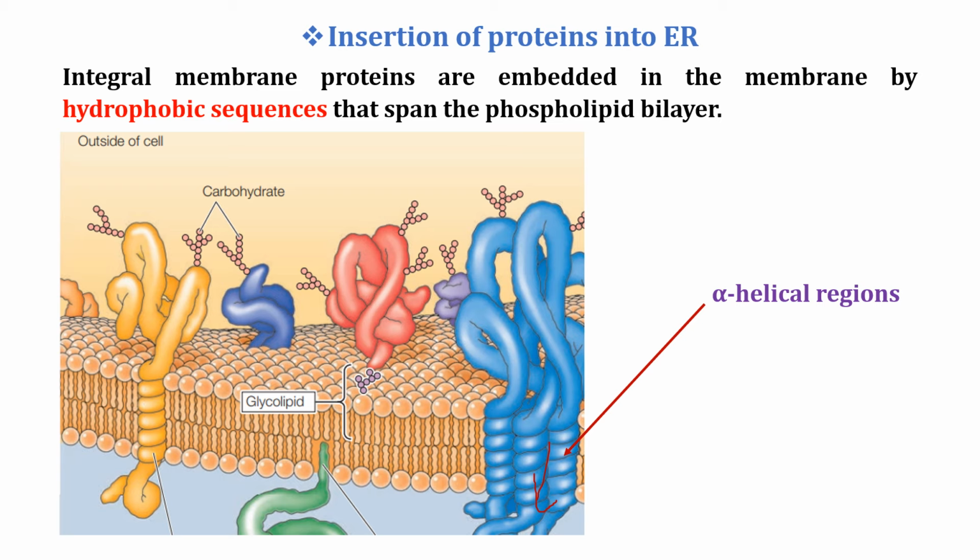Now, how do proteins form the alpha helix within the ER membrane? In the formation of the alpha helix, they increase the hydrogen bonds between the amino acids, and the hydrophobic amino acid side chains interact with the fatty acid tails of the phospholipids in the bilayer.